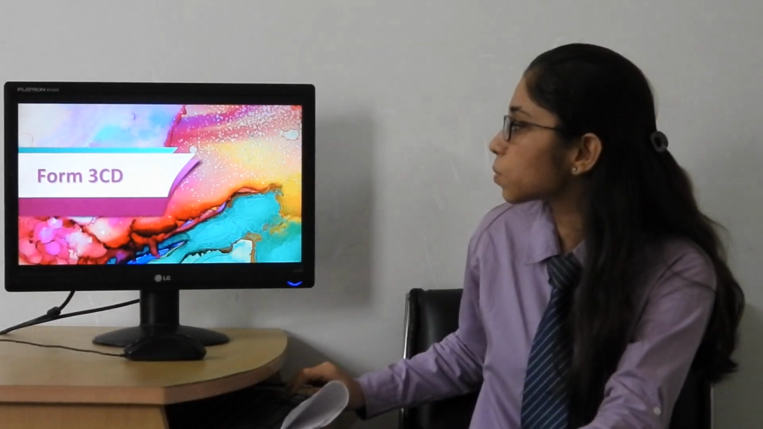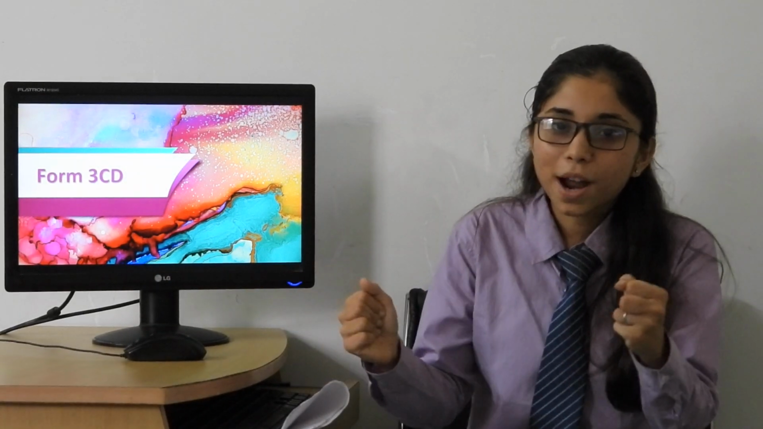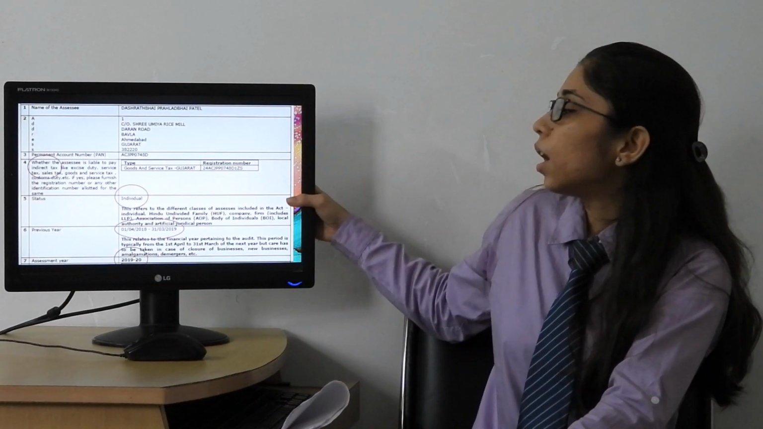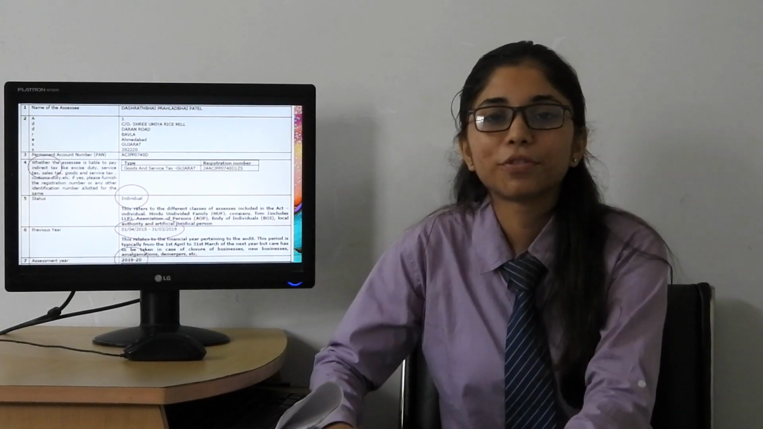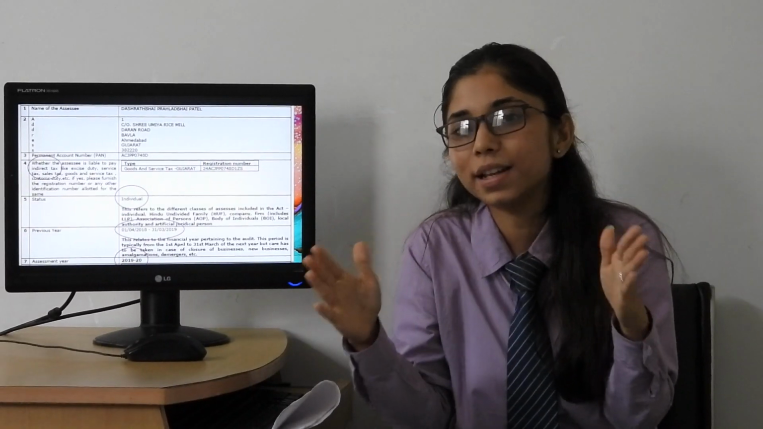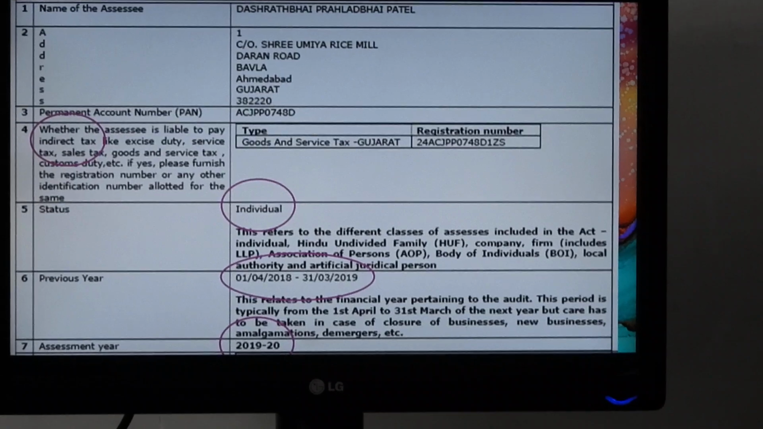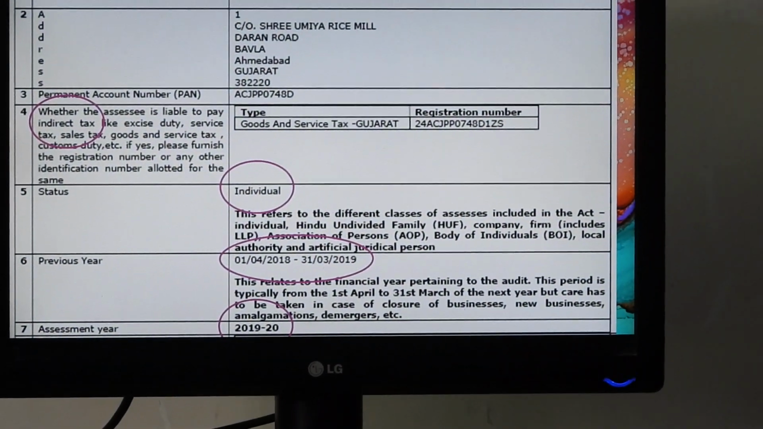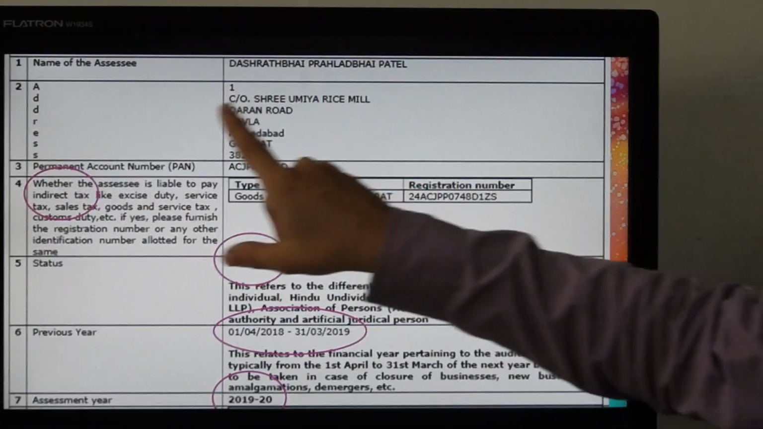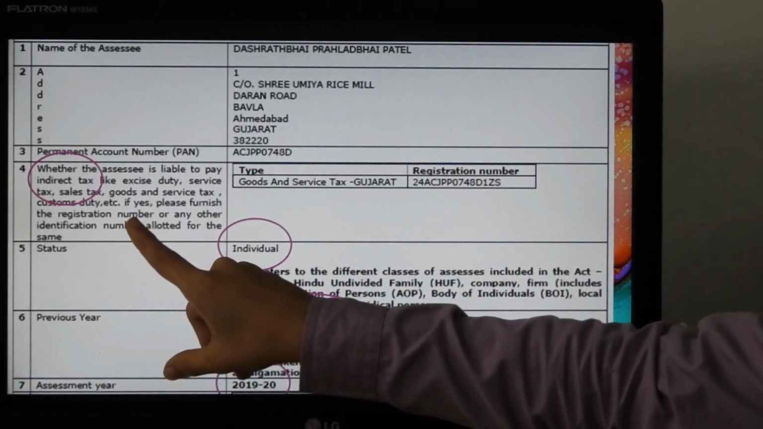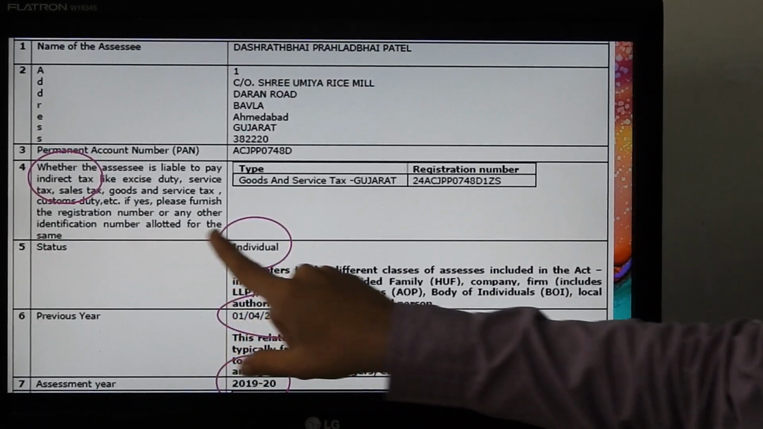Next, the due date for filing the tax audit report is 30th September of each assessment year. The main part of our session, Form 3CD. See, Form 3CD has two parts. First is Part A and second is Part B. Part A only includes the basic details of the assessee: the name of the assessee, the address of the assessee, PAN of the assessee, and any indirect tax identification number.